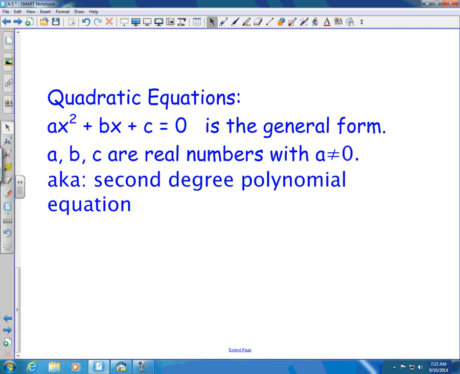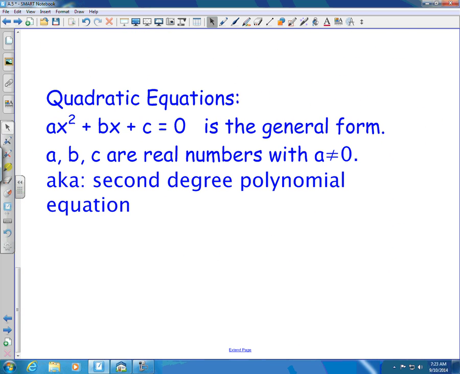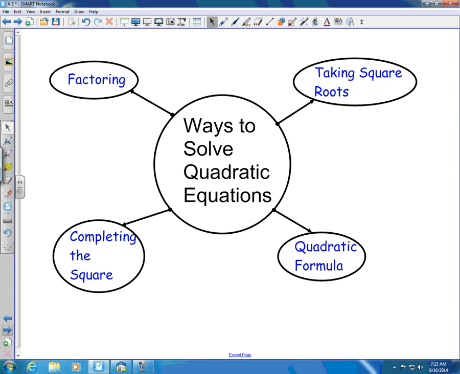All right, so let's take a look at quadratic equations. Ax squared plus bx plus c equals 0 is the general form, where a, b, c are real numbers with a not equal to 0, also known as second degree polynomial equations. So we're going to be solving these in multiple different ways. So here are the different ways to solve quadratic equations.